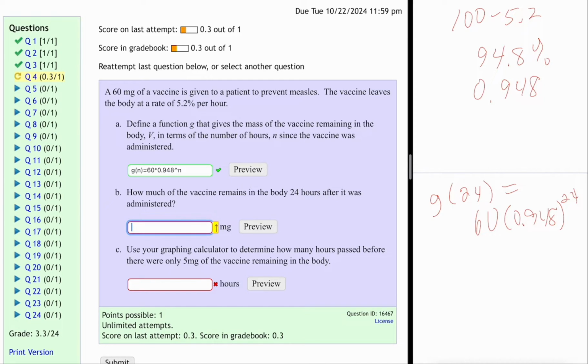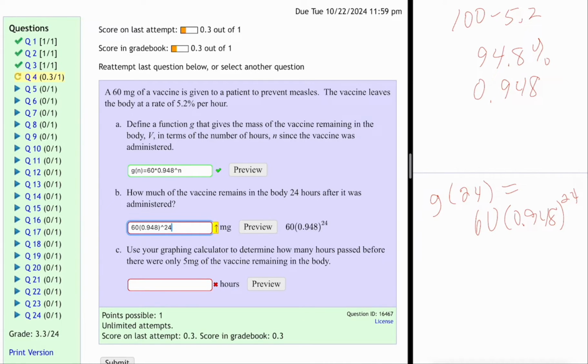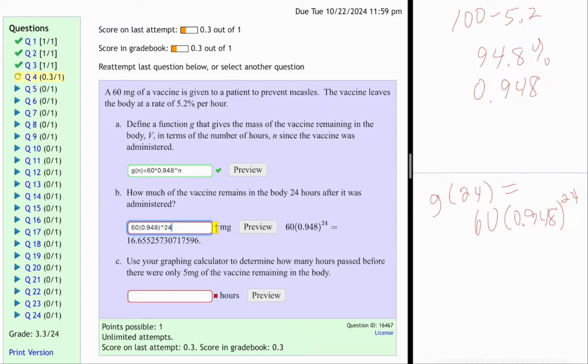I am not going to risk that iMath will accept the way I round. So I'm just going to put that in. And you'll notice the little preview looks exactly like my formula over there. 60 times the quantity of 0.948 to a power of 24. And then it says, using your graphing calculator to determine how many hours passed before there were only 5 milligrams of the vaccine in the body.